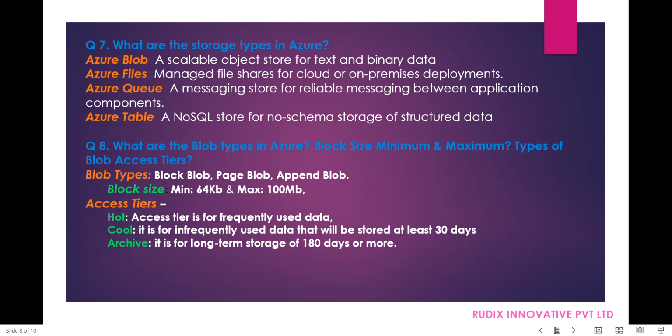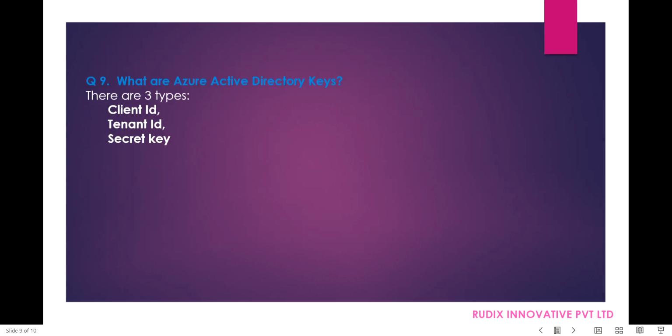What are the access types? It is also one of the most commonly asked questions. Access types are hot, cool, archive. Hot access type is for frequently used data. Cool is used for infrequently used data that will be stored for at least 30 days. Archive is for long-term storage of 180 days or more. What are the Azure Active Directory keys? There are three types: client ID, tenant ID, secret key.